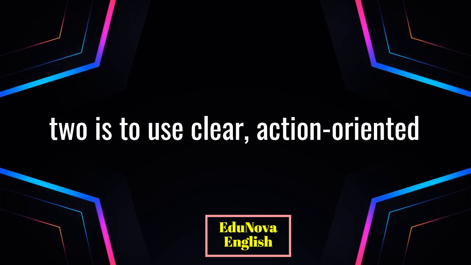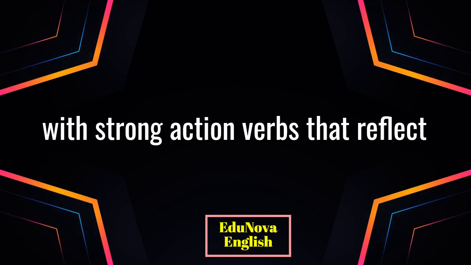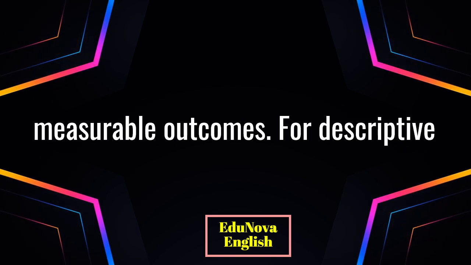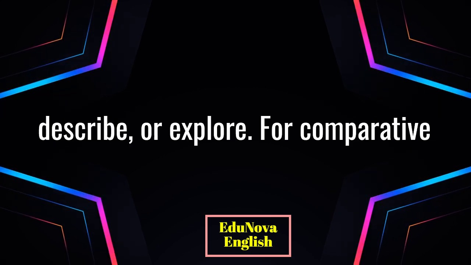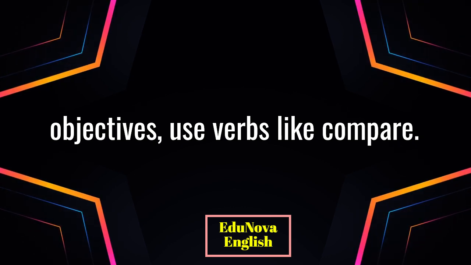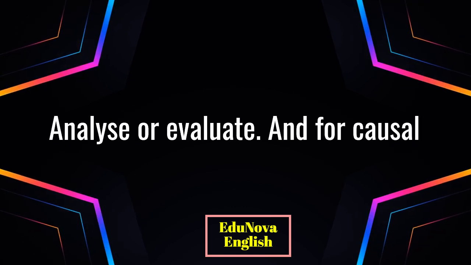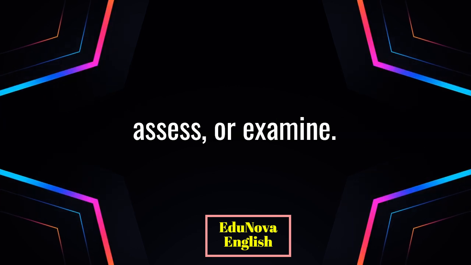Step 2 is to use clear, action-oriented language. Research objectives must start with strong action verbs that reflect measurable outcomes. For descriptive objectives, use verbs like identify, describe, or explore. For comparative objectives, use verbs like compare, analyze, or evaluate. And for causal objectives, use verbs like determine, assess, or examine.